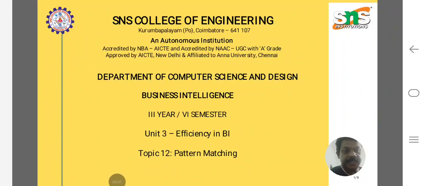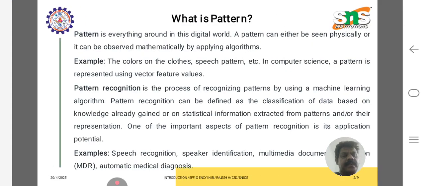Today we are going to discuss the topic pattern matching from Unit 3, Efficiency in Business Intelligence. Let's understand what a pattern is. Pattern is everything around us in this digital world. A pattern can either be seen physically or it can be observed mathematically by applying algorithms. For example, the colors on clothes, the speech pattern, etc.